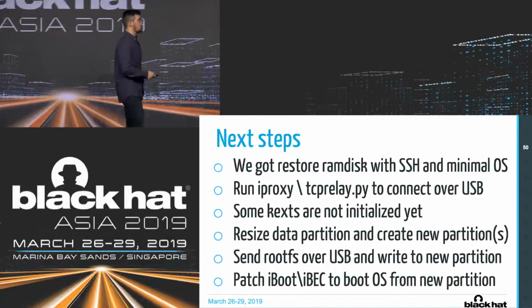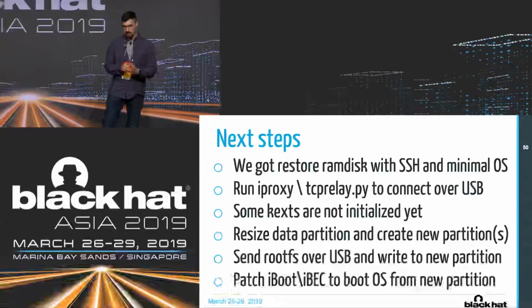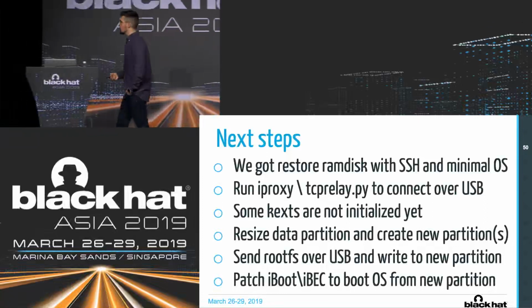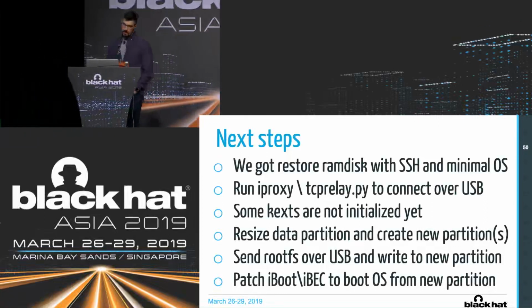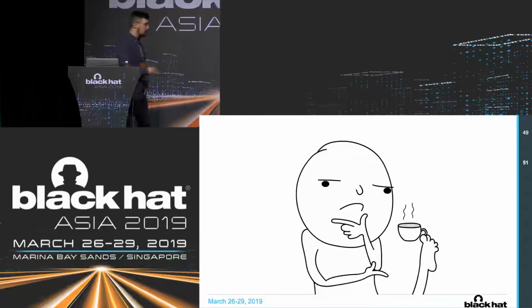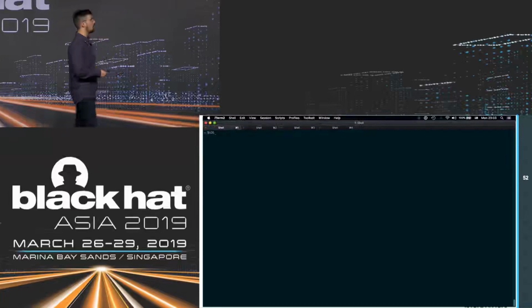But that's enough that we can take the current data partition and separate it into two new partitions, one as a new system partition, and another as a new data partition. Then upload the rootfs over the USB and write it to NAND. Finally, patch the iBoot or iBEC to boot from the new partition. I know it sounds a little complicated. There are too many things, so I just wanted to show a demo of how this works.